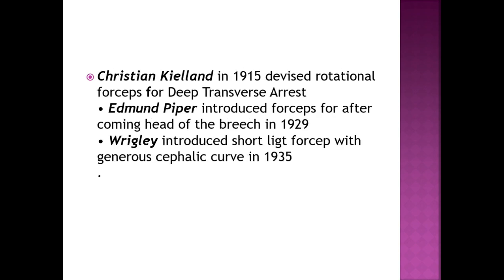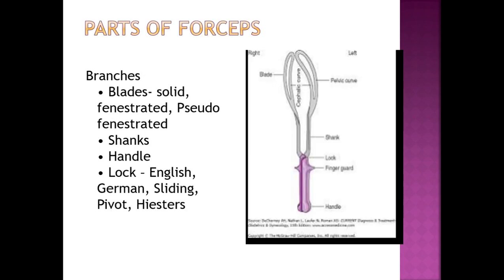Then, Christian Kielland in 1915 devised the rotational forceps for deep transverse arrest. Piper invented the Piper forceps used in breech delivery in delivering the aftercoming head in 1928. At last, Wrigley introduced short, light forceps with generous cephalic curve in 1935, and this is the main widely used forceps nowadays.